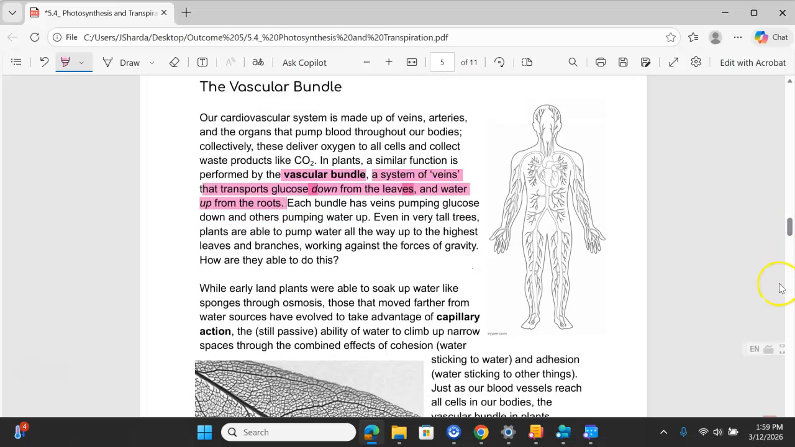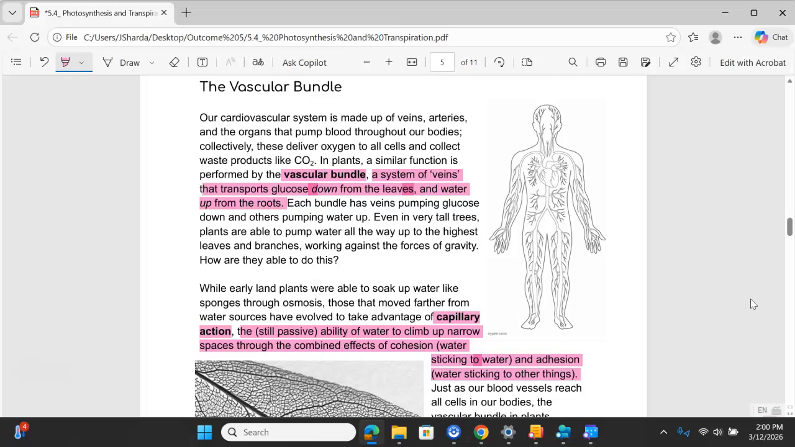While early land plants were able to soak up water like sponges through osmosis, those that moved farther from water sources have evolved to take advantage of capillary action. It's in bold, probably need to highlight that. Okay, capillary action is the still passive ability of water to climb up narrow spaces through the combined effects of cohesion and adhesion. Okay, we did this in outcome 1. I think we reviewed it at some point here.